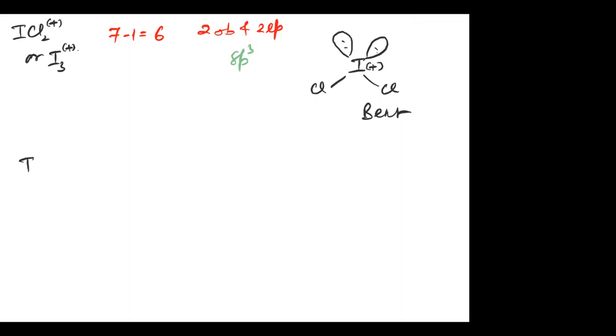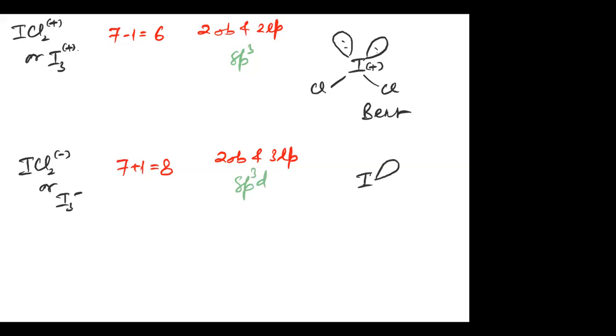Same if we have ICl2 minus, or I3 minus: out of 7 electrons, it gains 1 more, and we have 8 electrons. It is 2 sigma bonds and 3 lone pairs of electrons. Here the hybridization state should be sp3d for the 5 hybrid orbital requirement. In sp3d geometry, all the lone pairs of electrons should occupy equatorial positions. So it is Cl and another Cl atom with a negative charge on the iodine. So it is ICl2 minus. This geometry is going to be linear in shape.